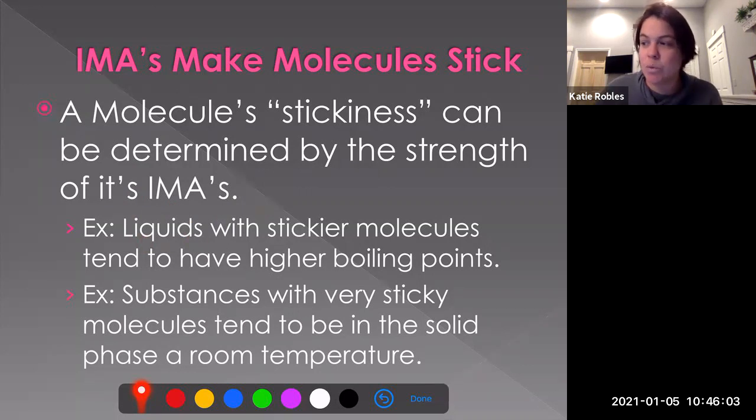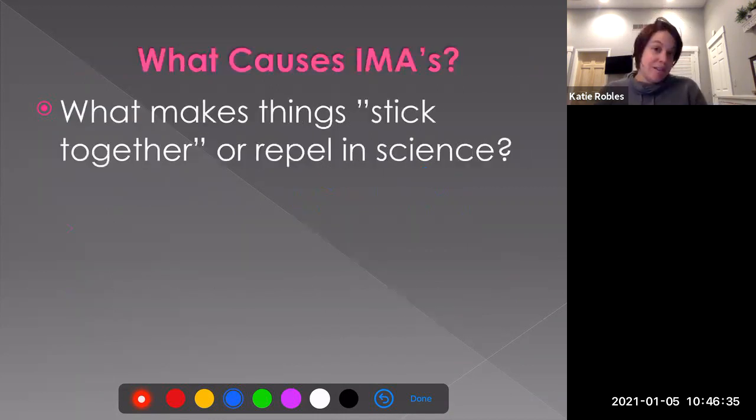All right. Liquids with stickier molecules, stickier molecules is another way of saying high IMAs, tend to have higher boiling points. Substances with very sticky molecules or very, very high IMAs tend to be solids at room temperature. This is what causes this stickiness. So then we have to ask ourselves, well, what makes the IMAs? What makes things more sticky? Why did the lady in that video go on about the stickiness of the water molecules and that it was very polar?